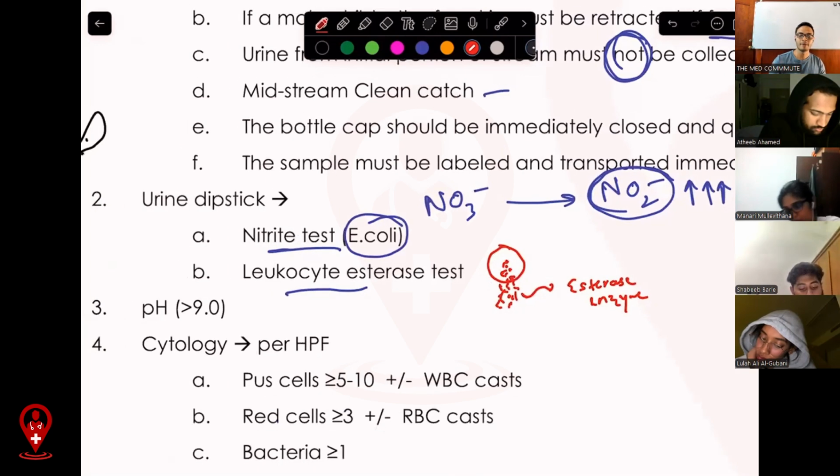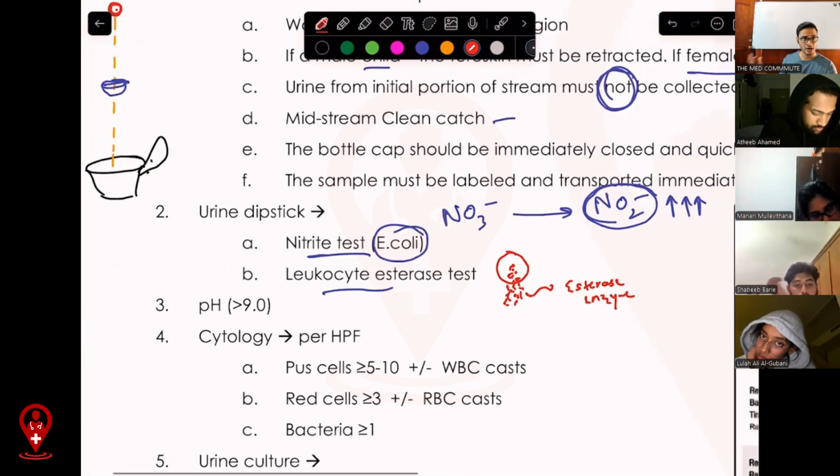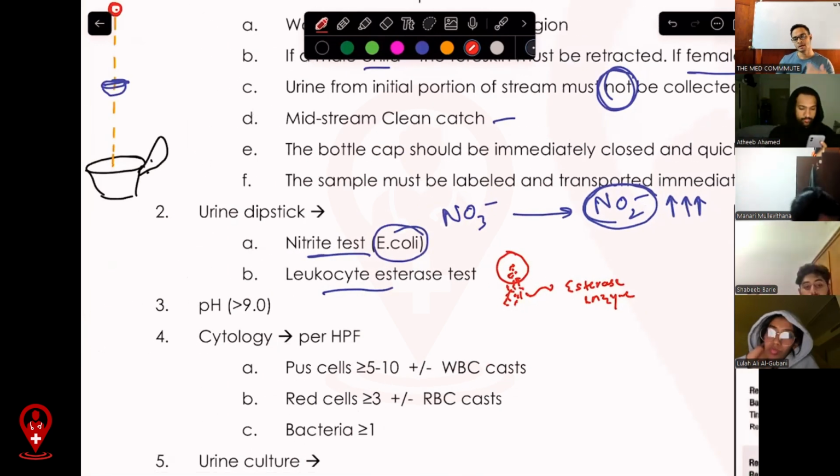Then apart from that, the pH we can look for, right? We talked about the pH, how it's a host defense mechanism also. In the dipstick itself, you can look for the pH. Specifically, this is just extra points for you all. I'm mentioning these. Usually won't come in exams, but for you all to understand.